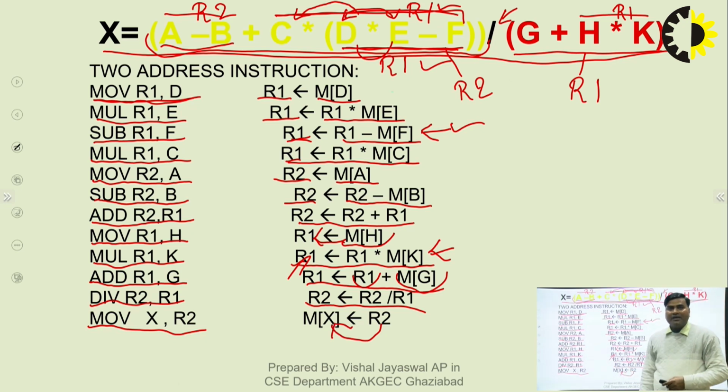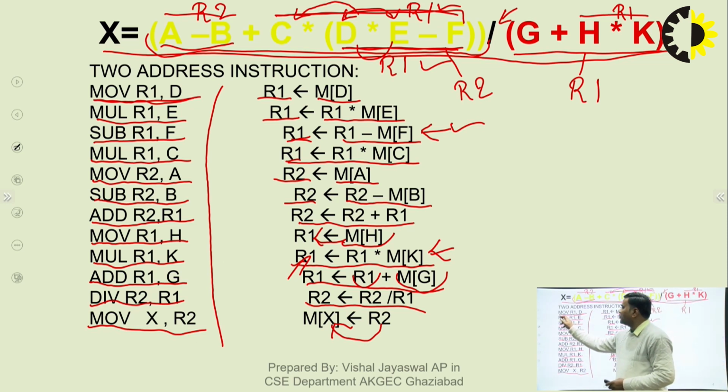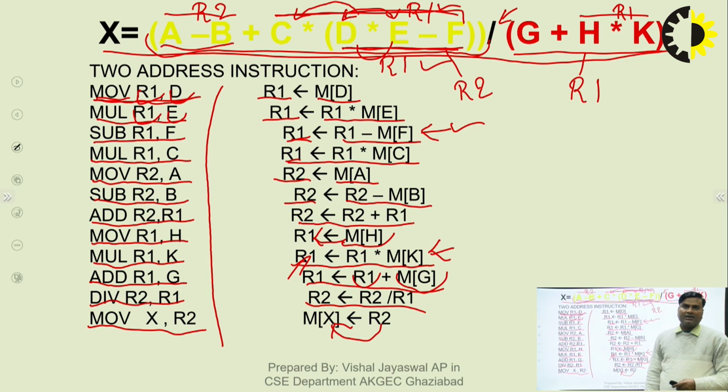So in this way we have to write the two address instruction, in which we can see that in each instruction we are using only two addresses. First is the opcode, and these are the addresses. And addresses may be either a memory address or a processor register address. So in this way we can write two address instruction for the particular expression.